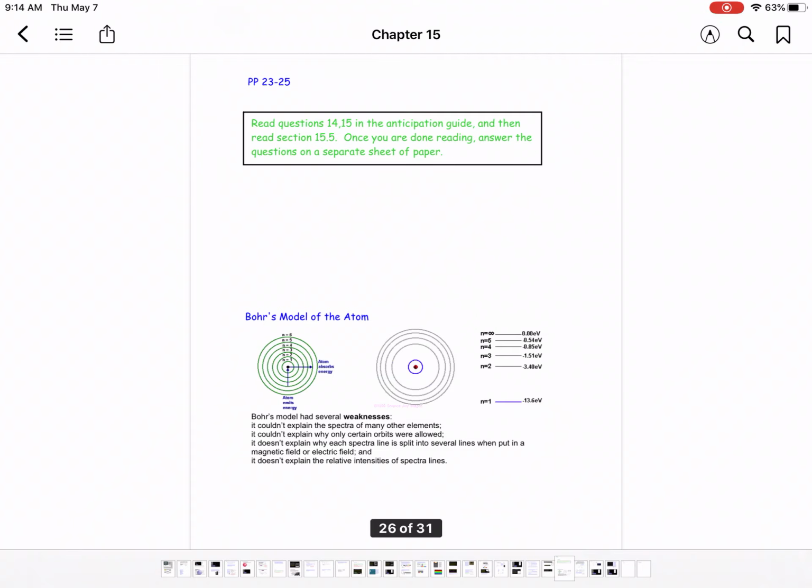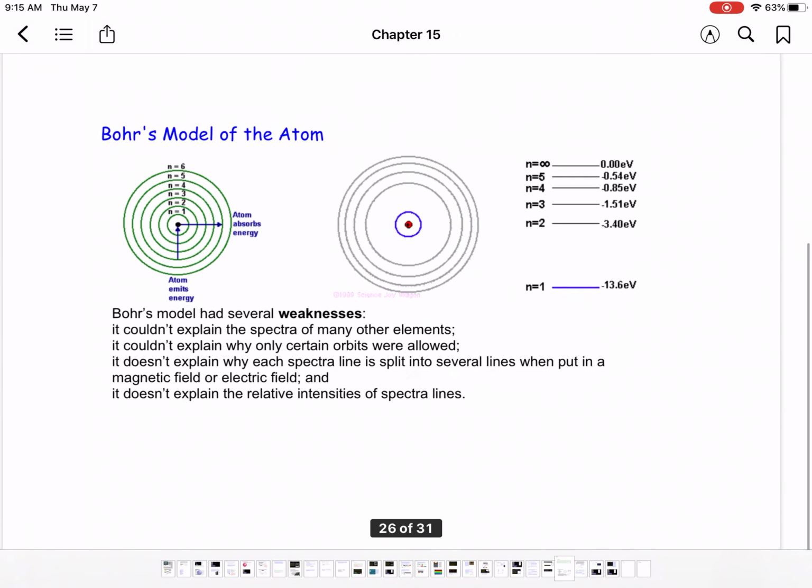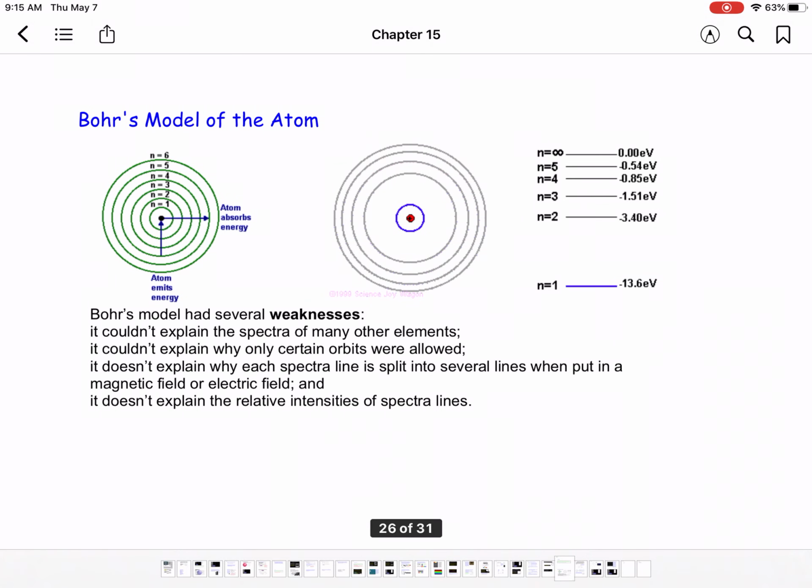We are going to get into the last lesson here, Chapter 15, Lesson 4. And we're going to get into the last two models of the atom. All right, so Bohr's model of the atom looked like this, right? N1, N2, working its way out.